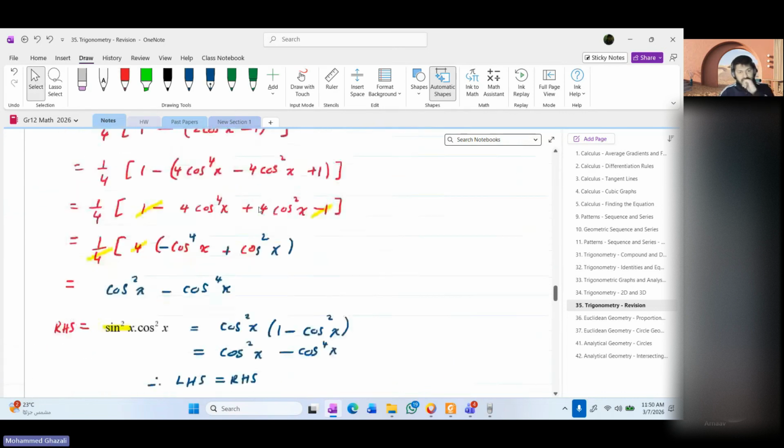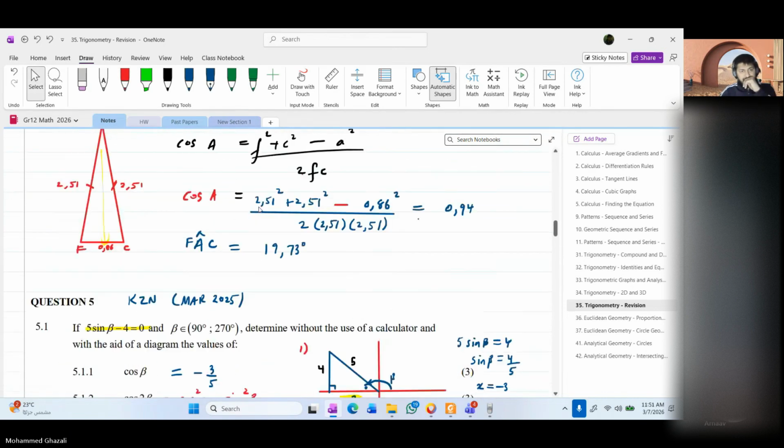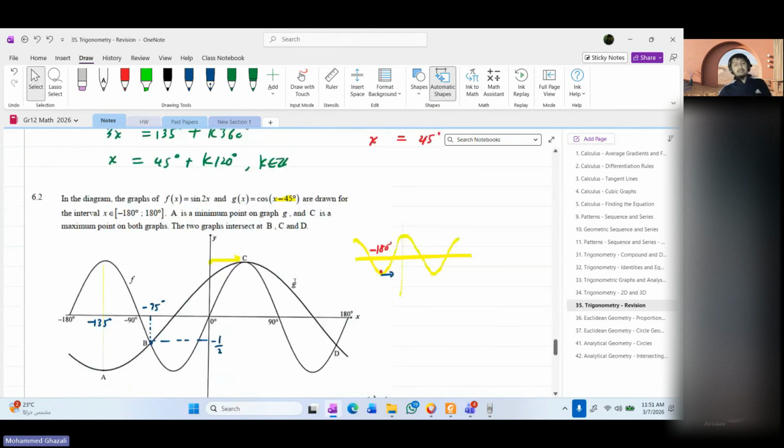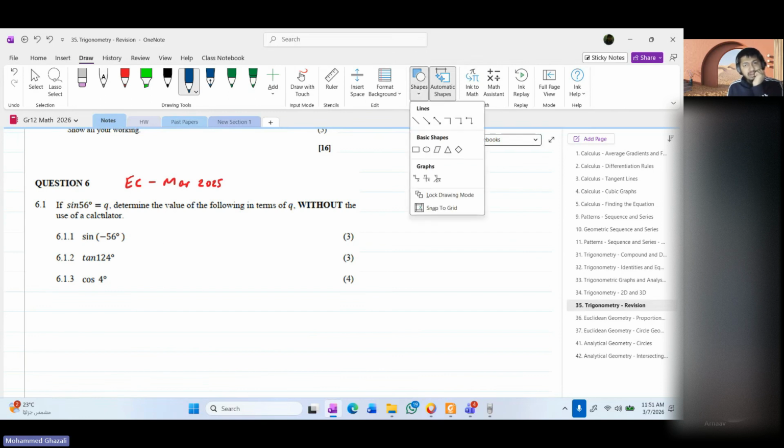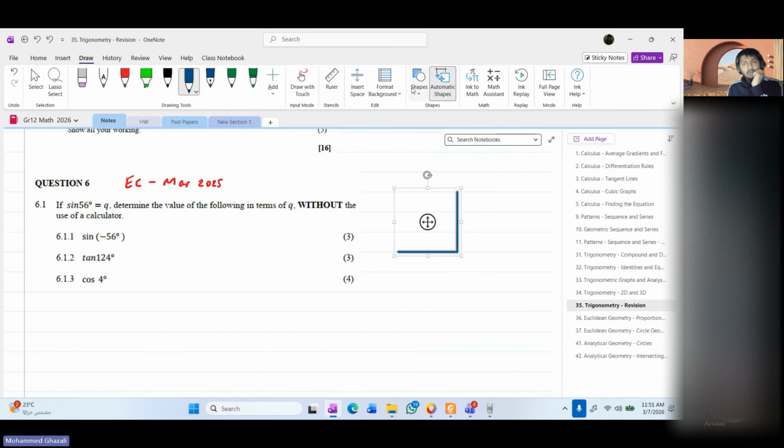The first one was KZM. Yeah, I did put it there. Now, let's have a look at this. Sine 56 degrees is equal to Q. Determine the value of the following in terms of Q without the use of calculator. So obviously you need to go and draw a diagram, not a cast diagram, just a basic triangle question. And make sure when you're doing the triangle, you complete the triangle. Do not leave any part of the triangle unknown, right? So we know sine 56 degrees is equal to Q.